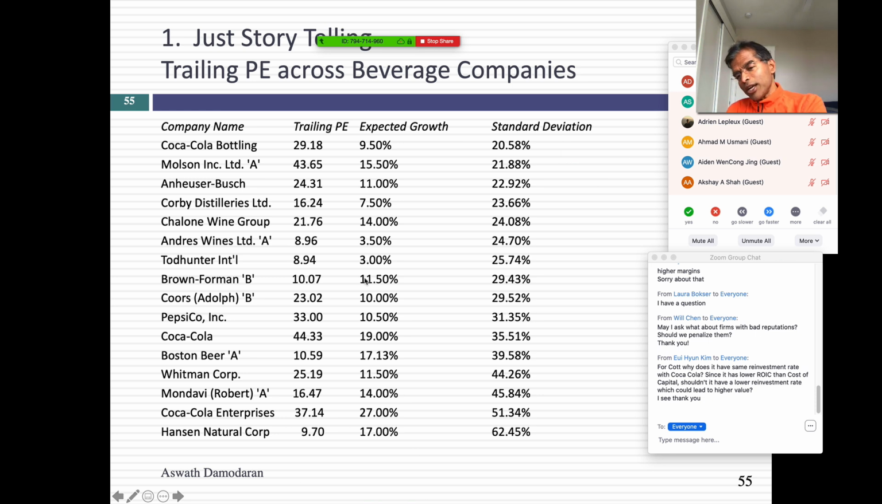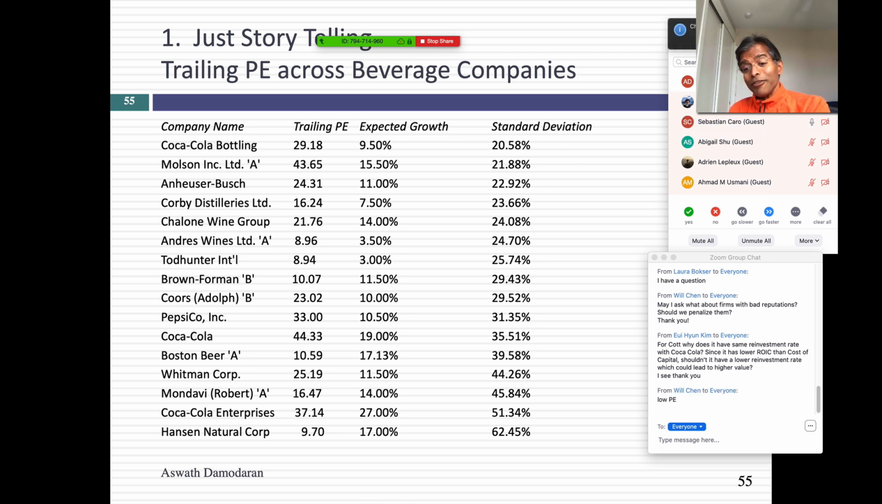You know why I picked these 3 companies? Why am I putting buys on these companies? Remember, I'm a naive equity research analyst. So why am I picking these 3 companies? They have a low PE ratio. So push back. Tell me what I might be missing that might explain the low PE. Let's start with Andre Wine and Todd Hunter. What is it that explains the low PE at those companies?